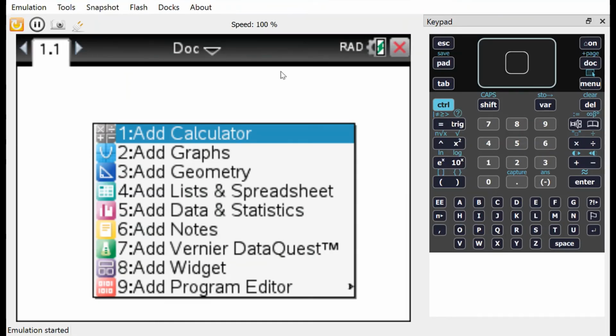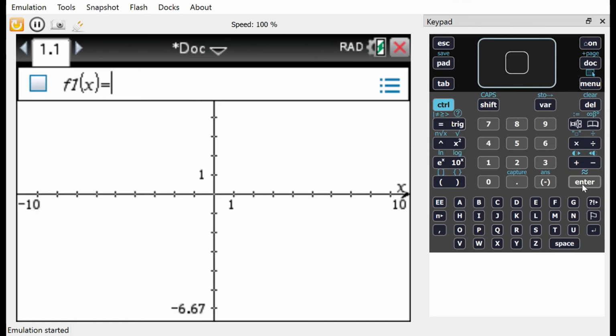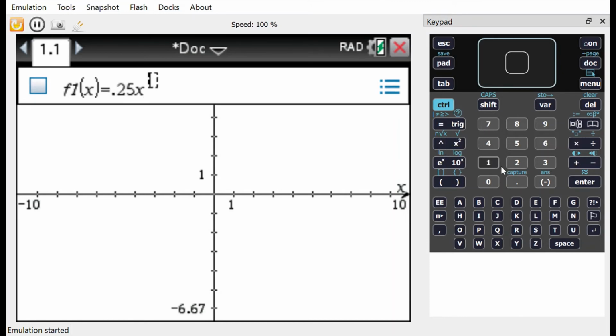So here we are in our TI Nspire, and we're going to continue that last problem that we worked on. What I'll need to do is create a graph so we can see something similar to what we were looking at. I'll show you a couple different ways to do this. The first way is going to involve me typing in the original function.